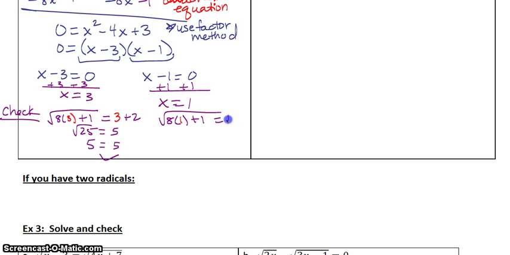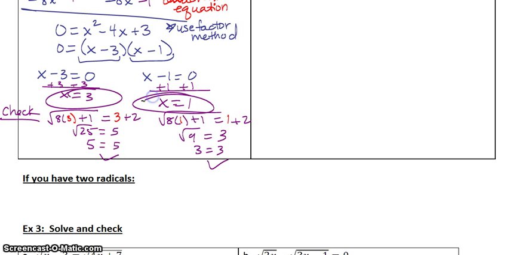This time I'm plugging in a 1 for both of the x's. 8 times 1 is 8, plus 1 is 9, so I got the square root of 9 equal to 3. Okay, yep, so actually in this situation, neither of them ended up being extraneous. There's just two answers.